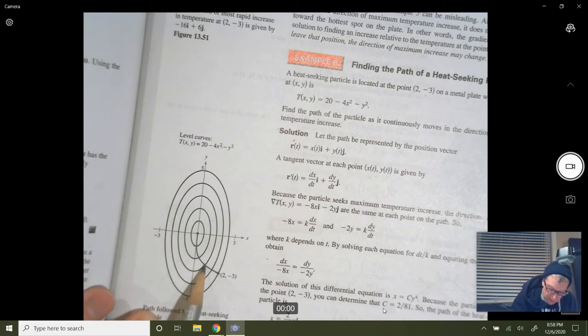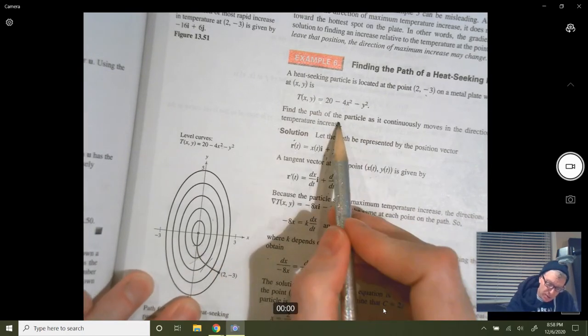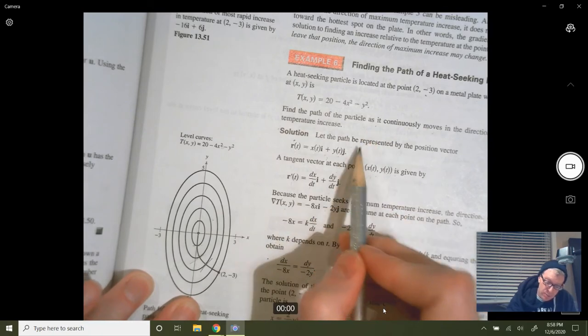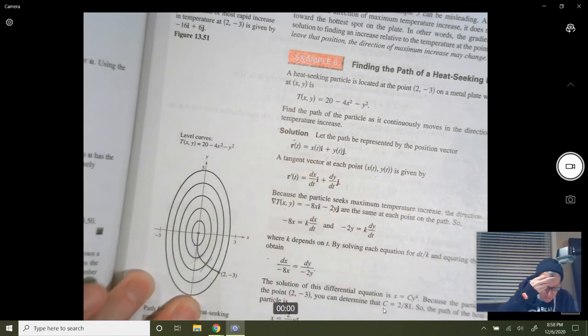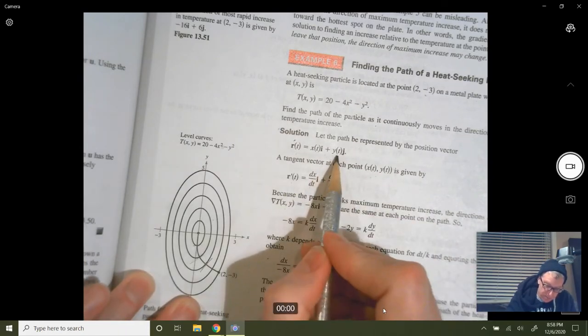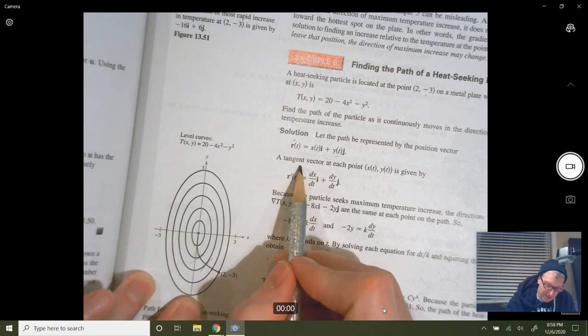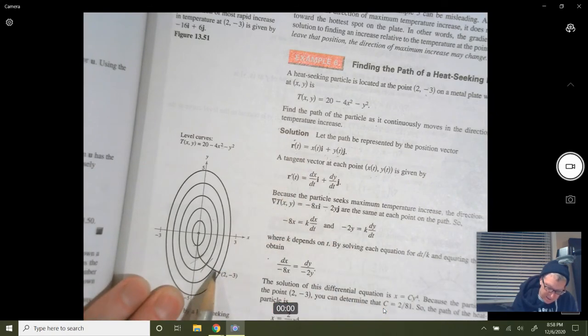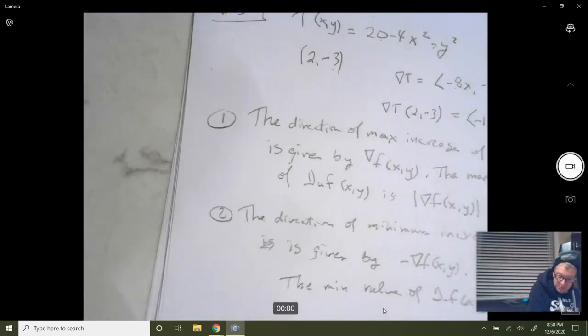So it's perpendicular to each of these tangents to the next level curve, okay? Now, the path of the particle, let's say the path can be represented by a position vector, r of t equals x of t, y of t. And then if you take the derivative, you're going to get a tangent to that curve, and the tangent to these curves should always be in the direction of the gradient, okay? So we've got something that looks like this.